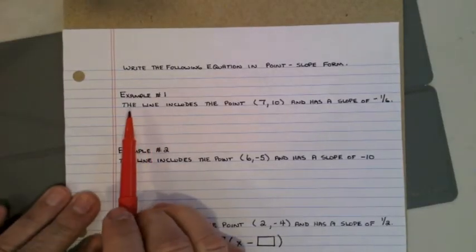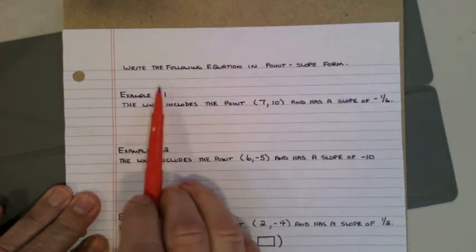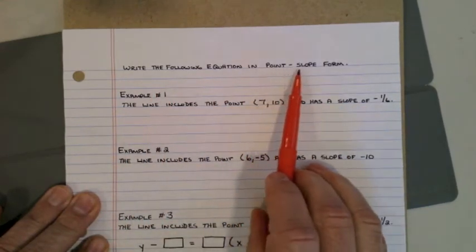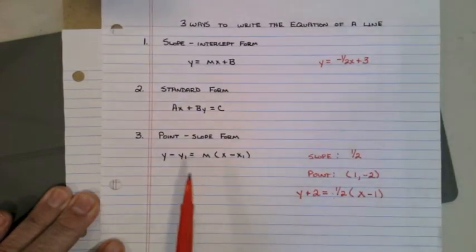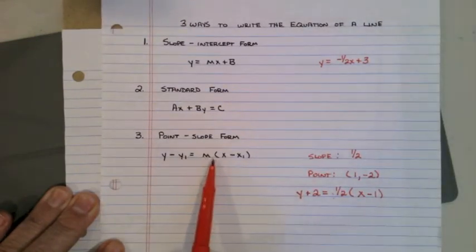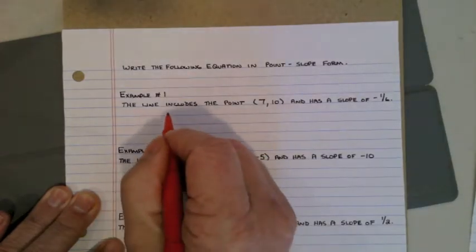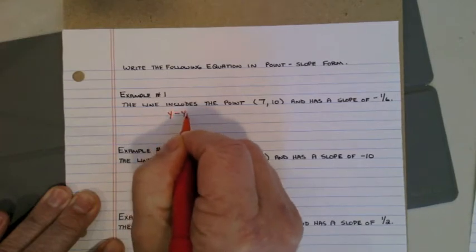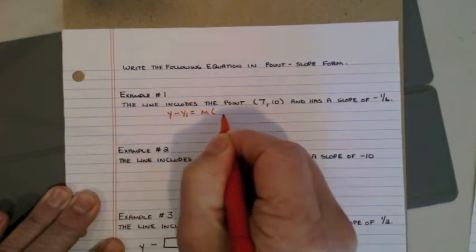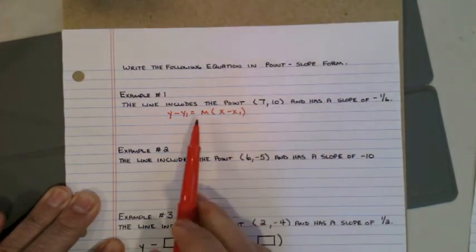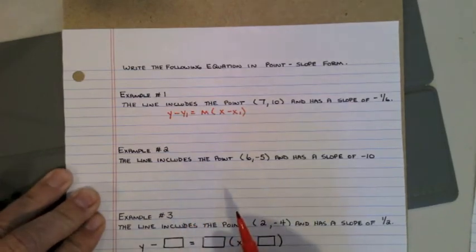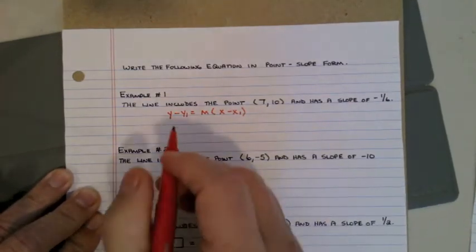Example 1. They want us to write this equation right here in point-slope form using this information. Well, if I look back at my formula, it says y minus y sub 1 is equal to the slope, and inside there is where I put my x coordinate. So let's rewrite that formula. y - y1 = m(x - x1). So one thing I have to do is take this information and plug it into this formula, and I'll have the equation of the line in point-slope form.